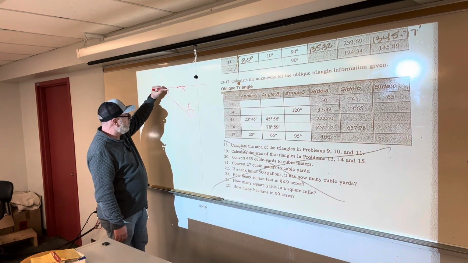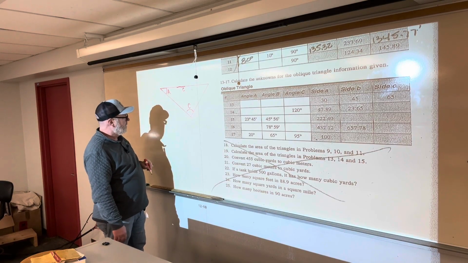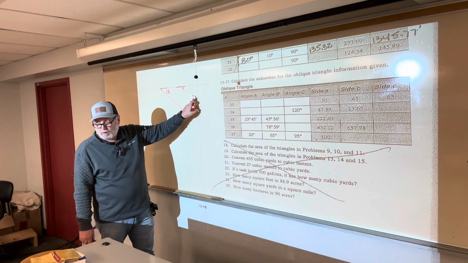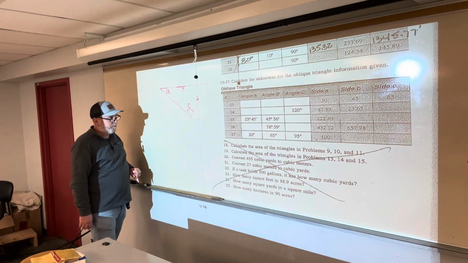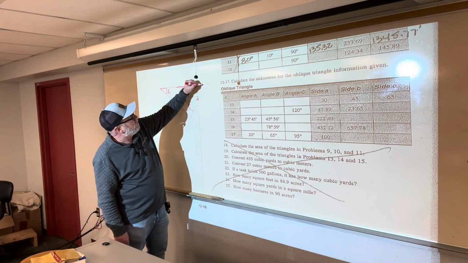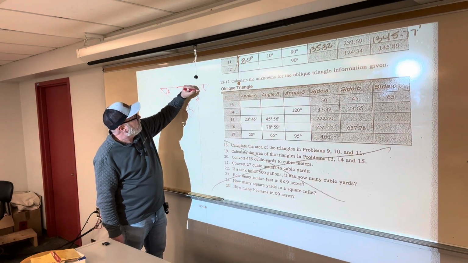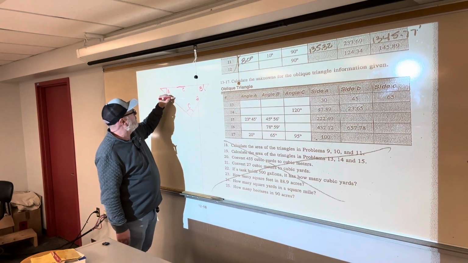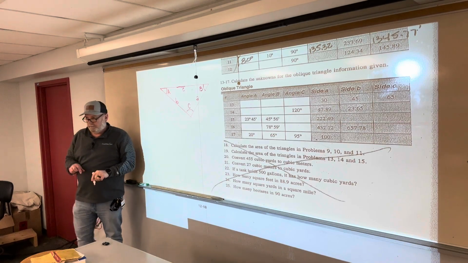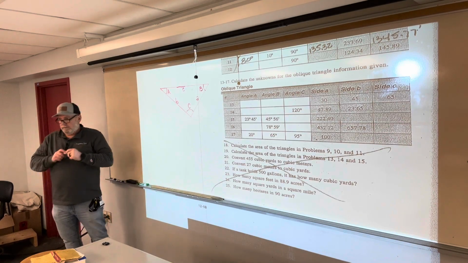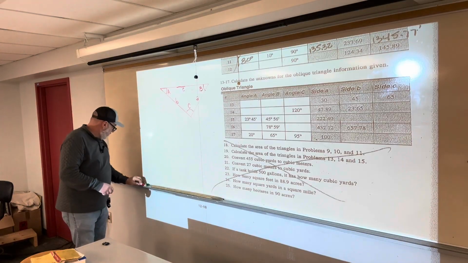I'm going to call this angle A. So the side across from angle A will be side A. And that leaves us with angle B over here. Then this would be side B, the side opposite of the angle. Pretty good so far with that?